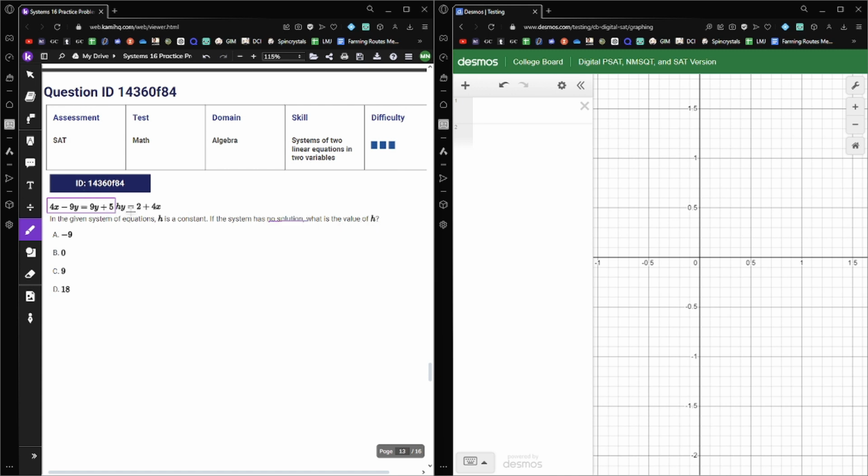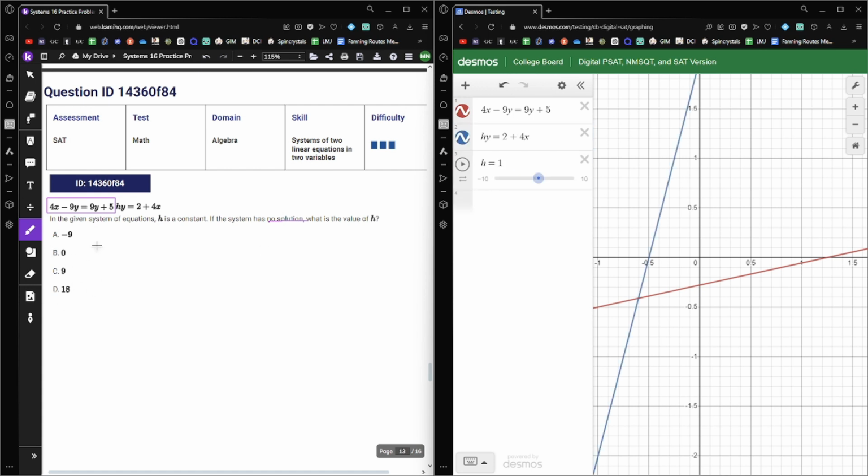So looking at this system, it's probably not going to work out as easily as the other ones. So let's put this in Desmos. 4x minus 9y is equal to 9y plus 5, and hy is equal to 2 plus 4x. Let's add our slider, but this time, since they did give us answer choices, all we need to do is plug in the answer choices.